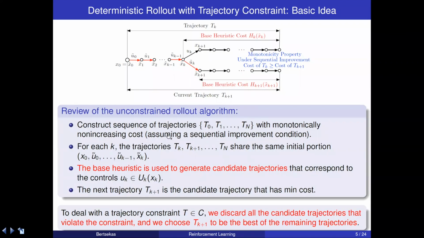Are there any questions? I have a question. What if the trajectory generated by the base heuristic itself violates the constraint tk? What do you do then? The first one, T0, you mean? Yes, T0. It's an assumption that the base heuristic starts from, generates a feasible trajectory, from the initial condition. We have to make some assumptions because everything else is pretty general here. Cool. Are there any other questions?